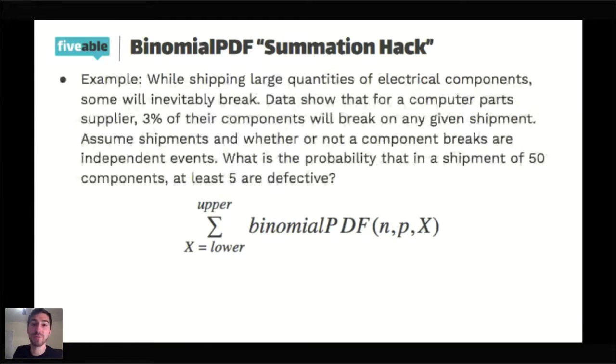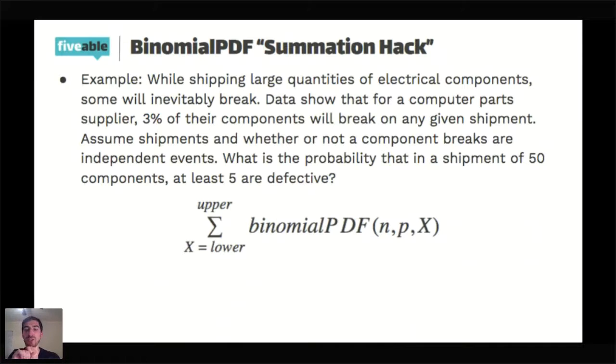While shipping a large quantity of electrical components, some will inevitably break. Data show that for a computer parts supplier, 3% of their computer's components will break on any given shipment. Assume shipments and whether or not a component breaks are independent events. They tell us it's independent. What is the probability that in a shipment of 50 components, at least 5 are defective?